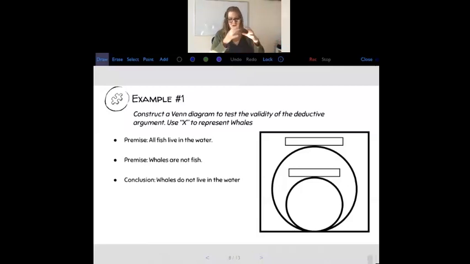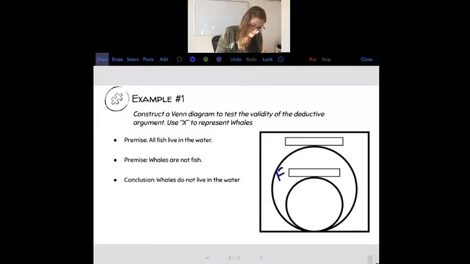We'll talk about this again once we do this first example. Okay, so premise number 1, all fish live in water. And so I've got the subset Venn diagram here for you. You have to determine which box is fish and which box is living in water. Okay, so you've got 2 options here.